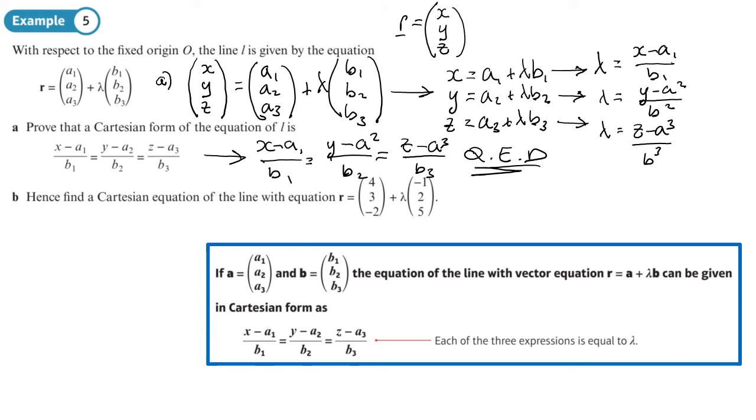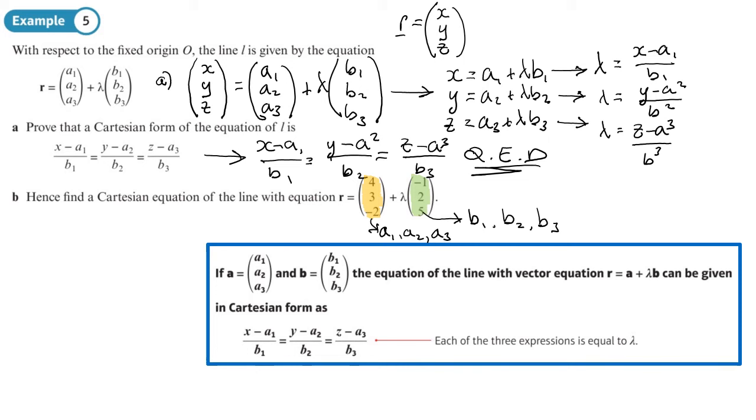Part B, hence find a Cartesian equation of the line with that equation. So first of all, these numbers here represent A1, A2, and A3, and the numbers here represent B1, B2, B3. So we just substitute them into the formula.